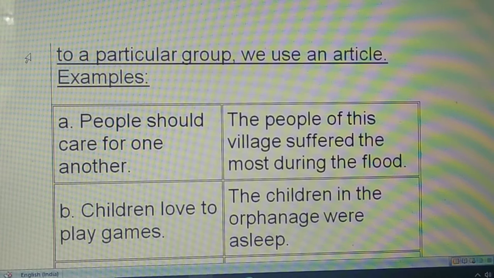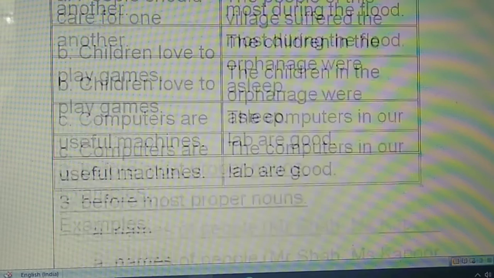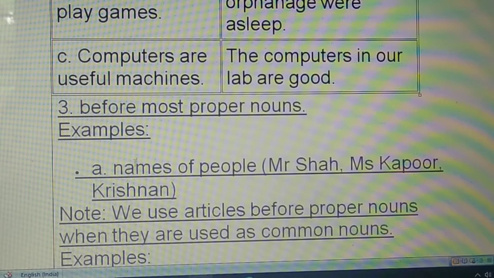Why? Because you're specifying. Children love to play games: in general, all children or most of the children. The children in the orphanage, we are specifying. So therefore, we are using the. Before most proper nouns.